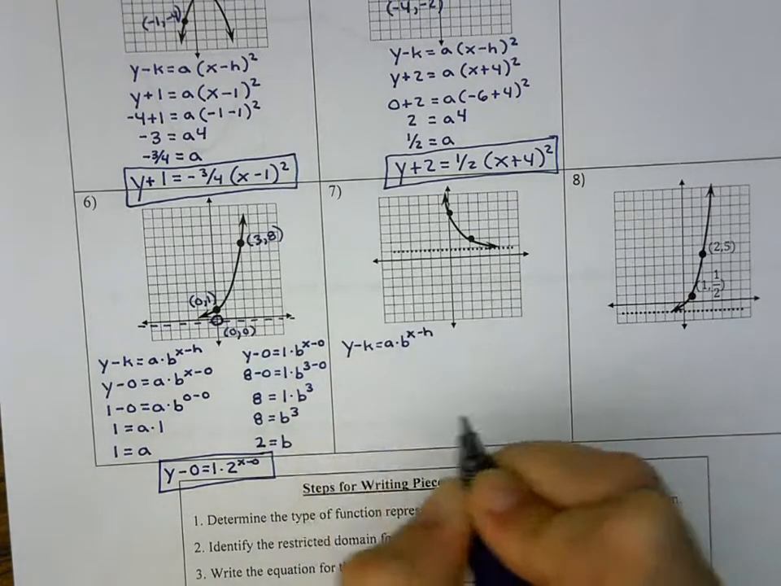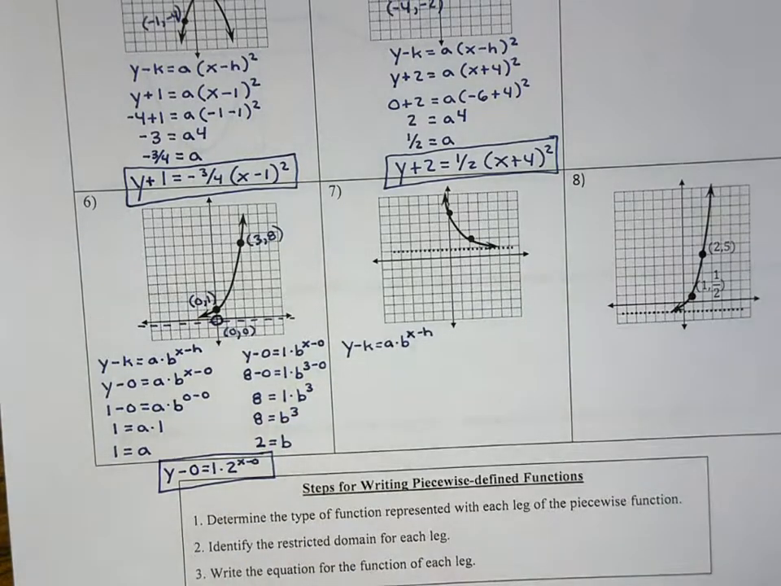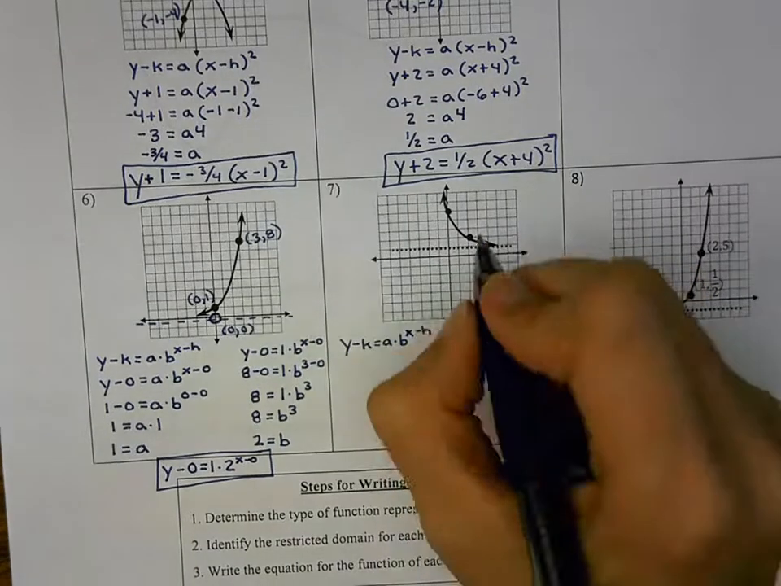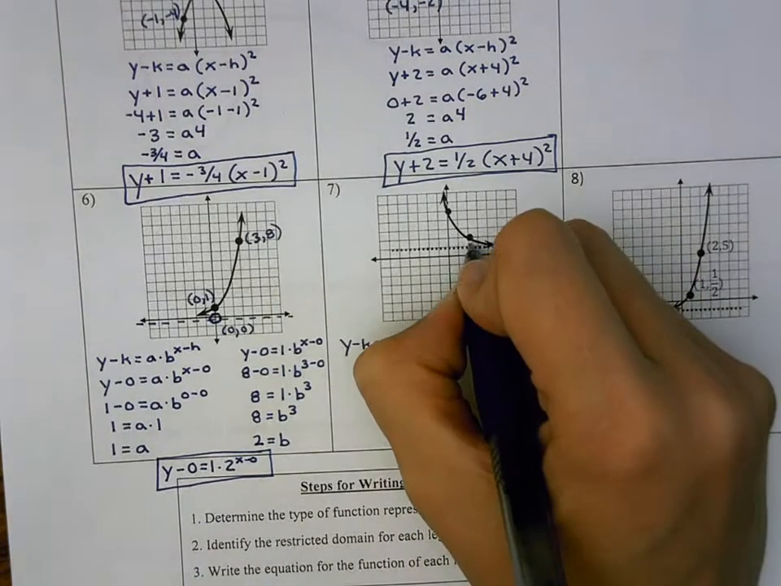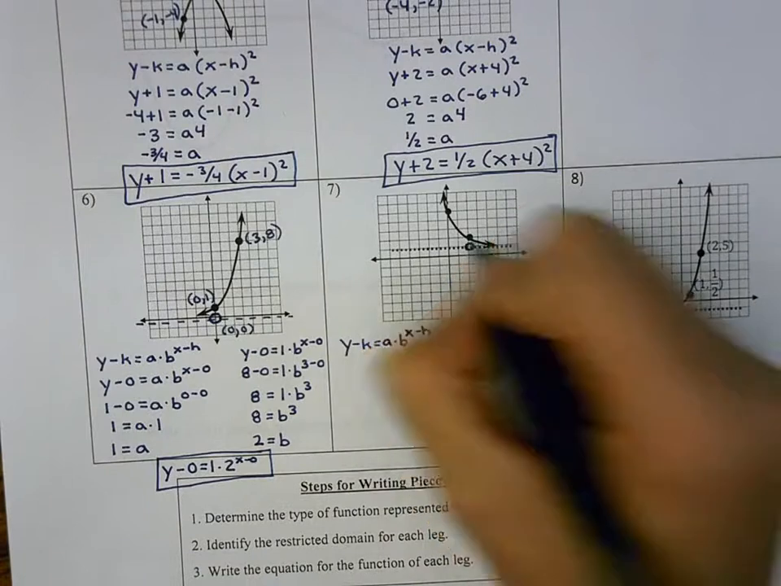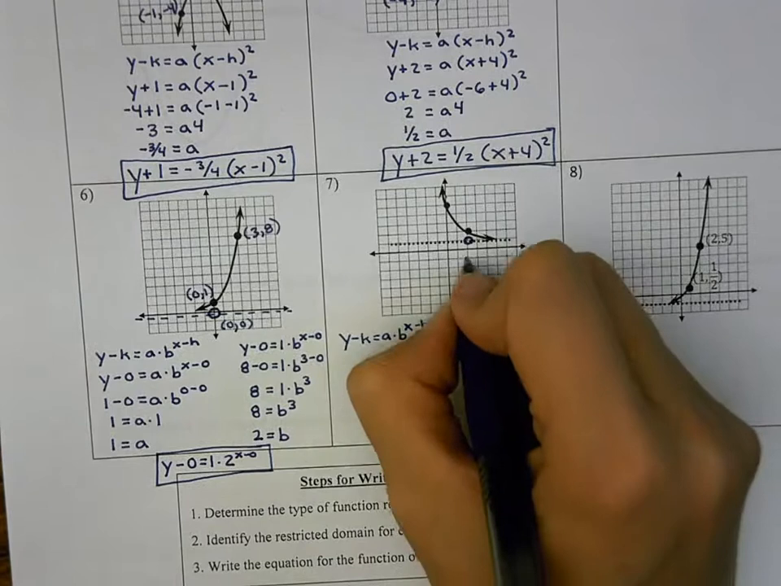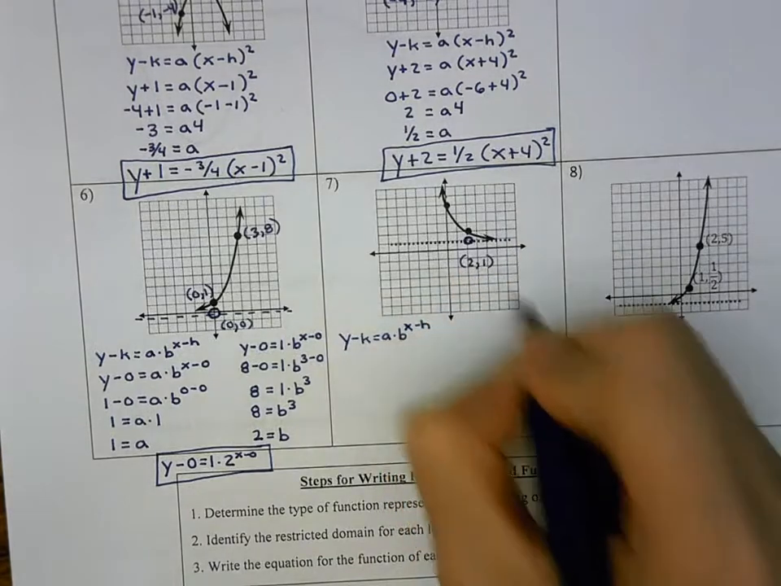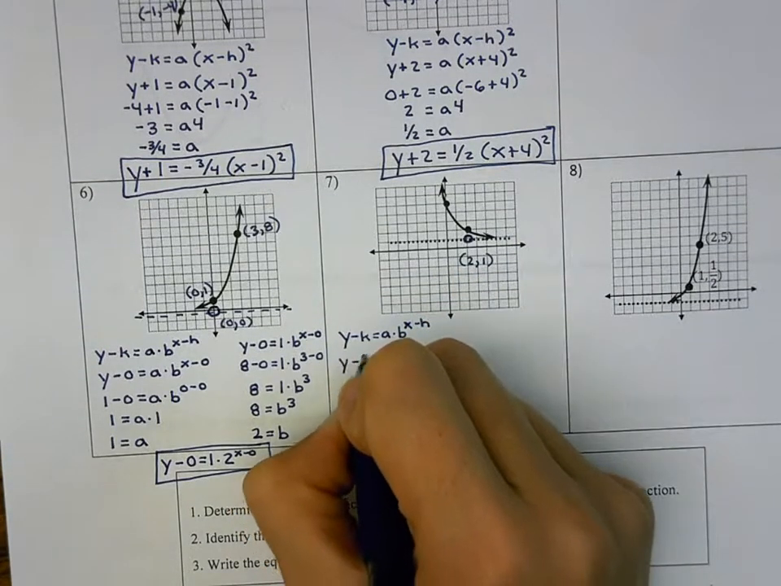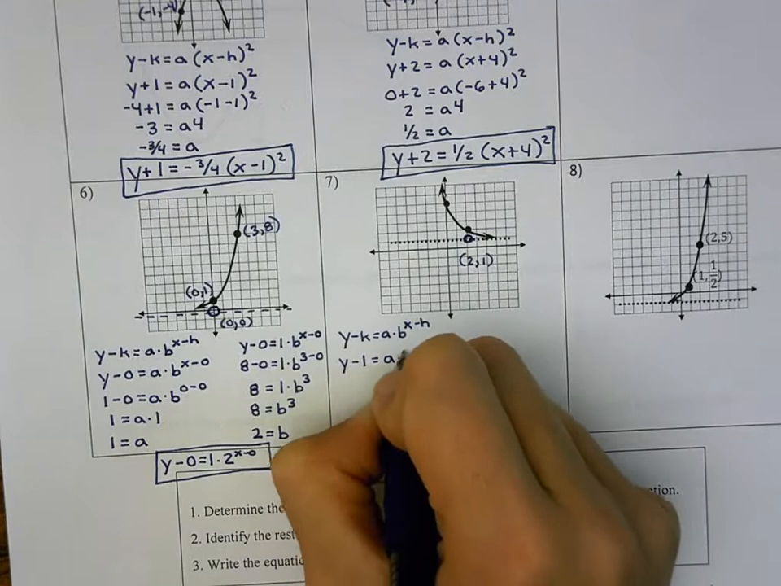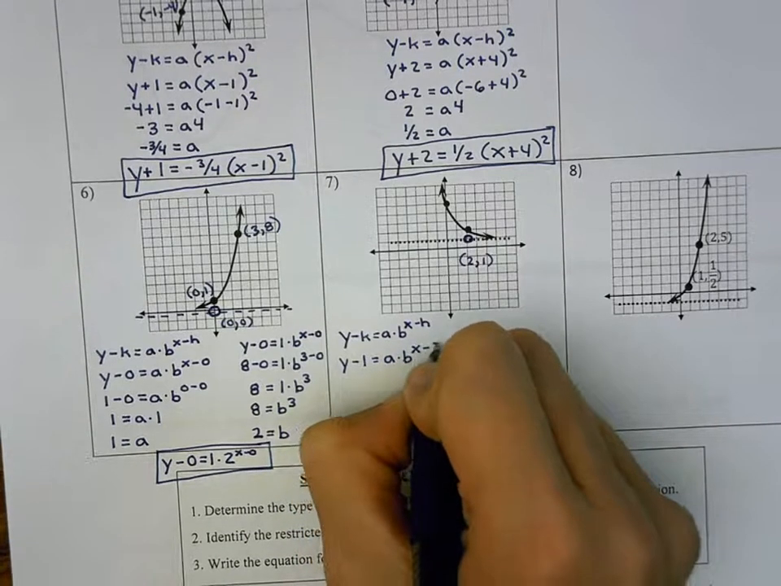Okay, so what is my HK? Remember, HK is on the asymptote below one of your points, so there's my HK. And that is at 2, 1. Okay.